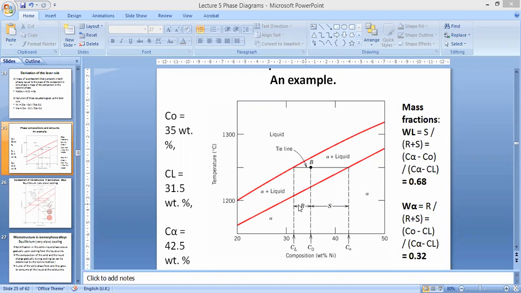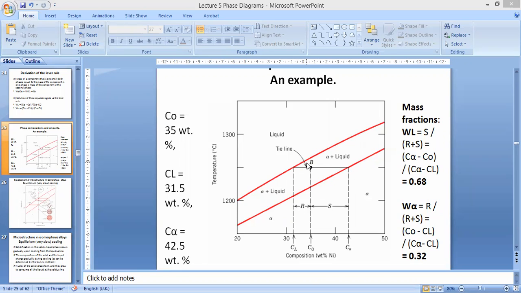Okay, so these distances here depicted as R and S. For mass fractions, the W_L, the L is supposed to be an index actually, is S over R plus S. So like I said, for liquid, you get the opposite. Liquid is this side, isn't it? So when you want to find out how much liquid is there, the composition of the liquid, you actually get the opposite. You get this distance, which is S here, divided by the overall distance, which is R plus S.